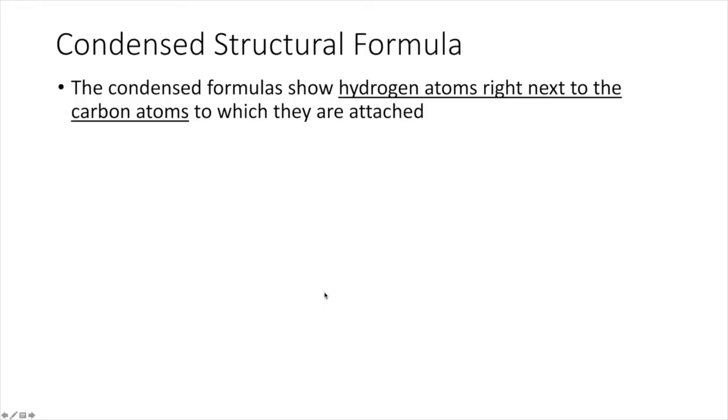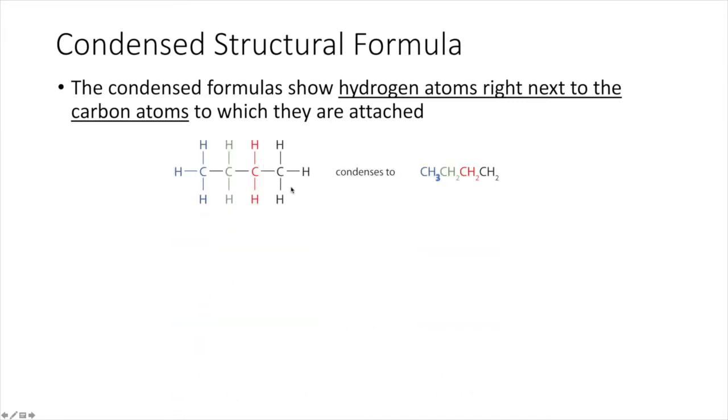Up to this point, whenever we drew the Lewis structures, we showed every atom and every bond. But when you're drawing organic compounds, there are customs or traditions or ways of drawing them that are abbreviated or simplified. There's a couple ways that we are going to talk about in this course, and one of them is called the condensed structural formula. That is where you essentially get rid of the lines. The condensed formula shows the hydrogen atoms just right next to the carbon atoms to which they are attached.